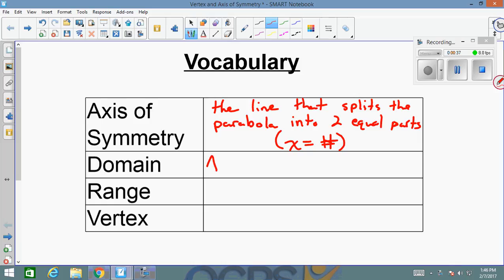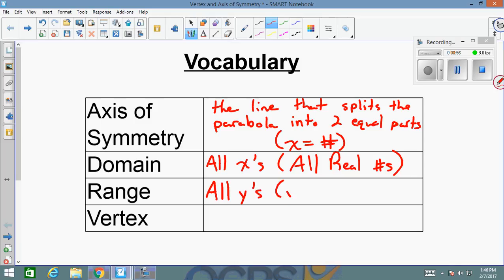Okay, domain is all of our x's, and in all the cases with quadratic functions that we're going to deal with, your domain will always be all real numbers. Okay, our range is all the y's. And it's either going to be y is less than or equal to some number, or y is greater than or equal to some number.